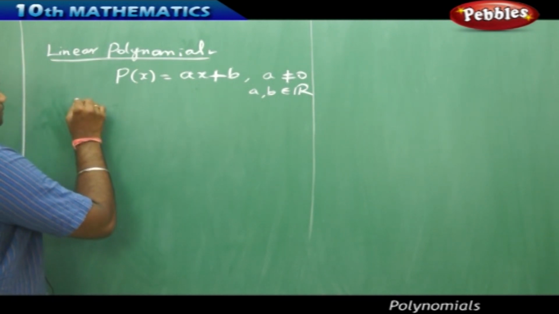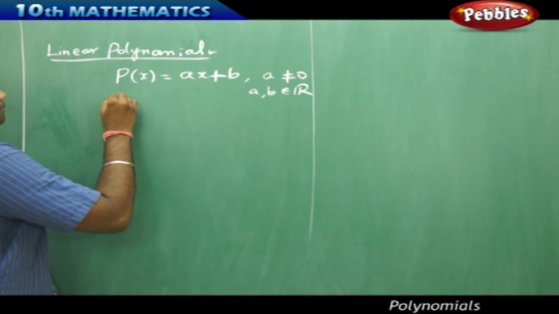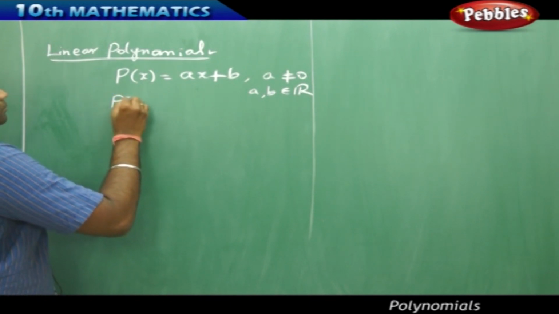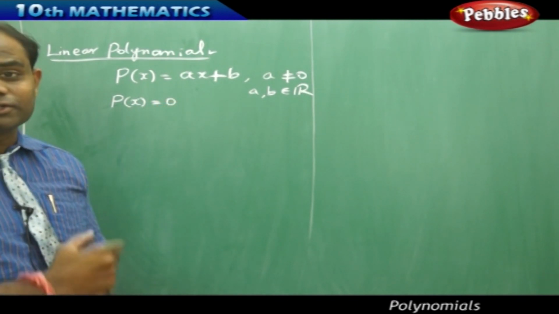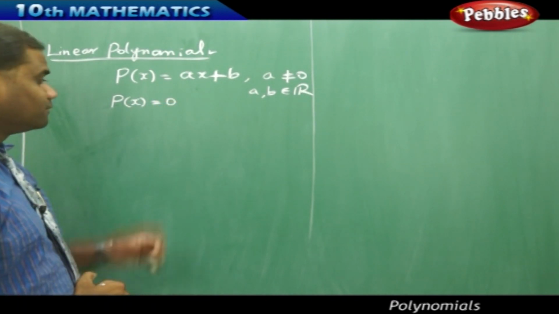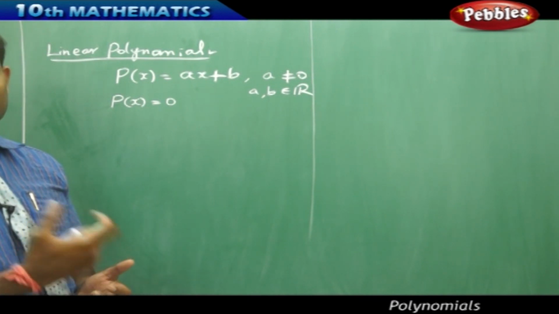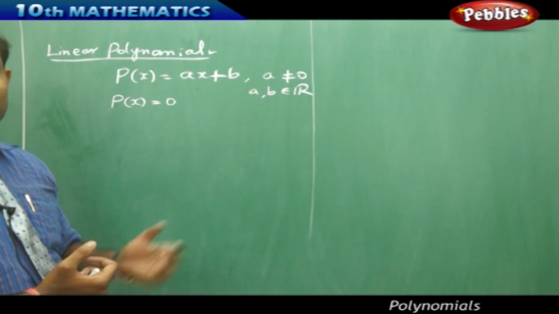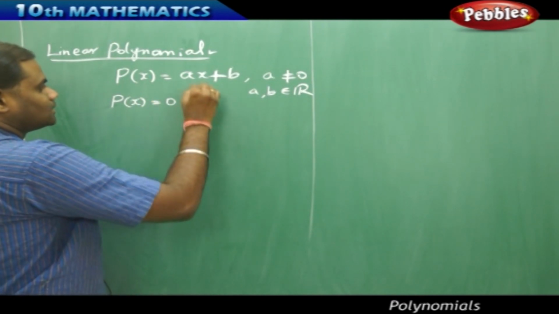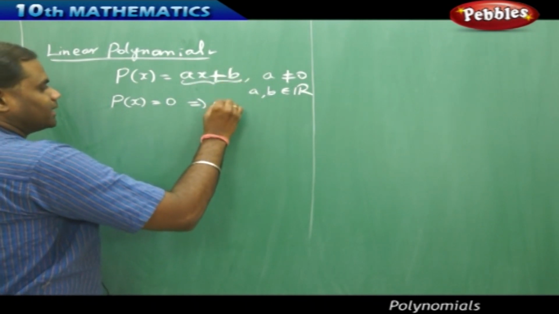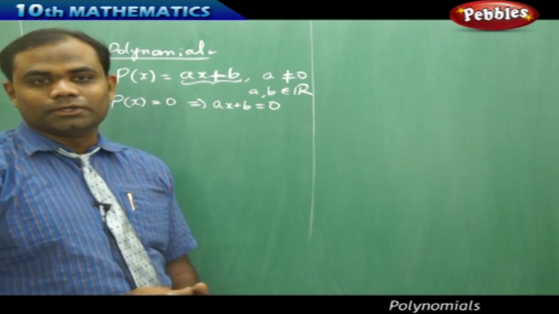So to find the zero of a polynomial, p of x equal to 0 is what we consider. Then we generate the value of x, which would give me the values which are called the zeros of the polynomial. So when I equate this to 0, I equate the whole of p of x, which is ax plus b, equal to 0 on the whole.